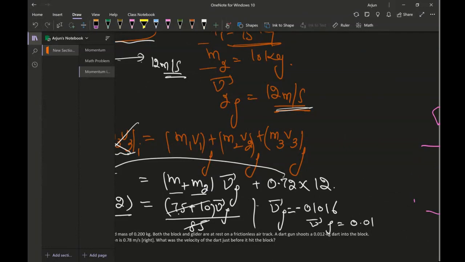So the final velocity is equal to 0.1016 meters per second towards the left side.